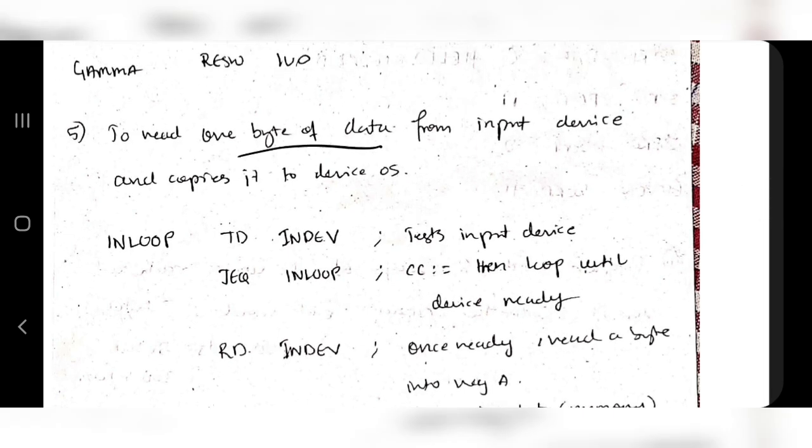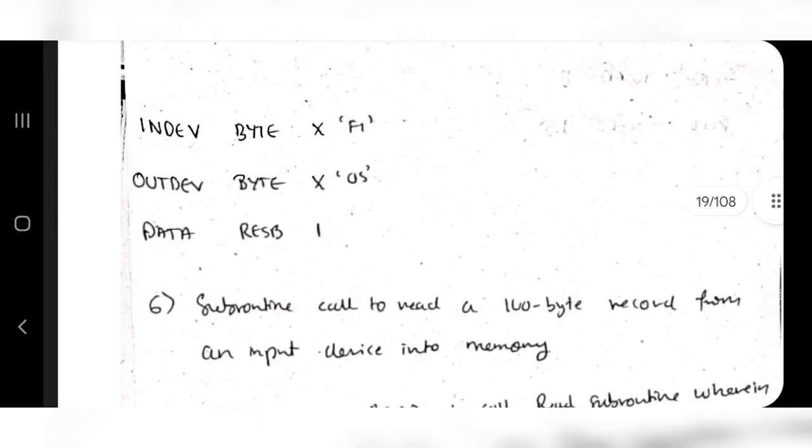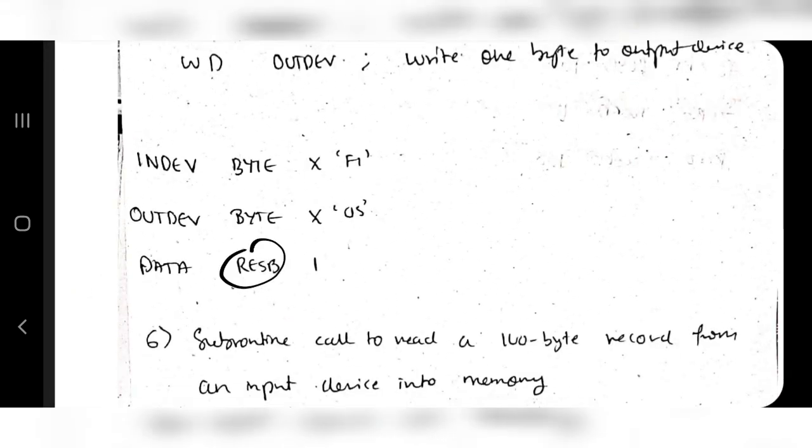Right, like 1 byte from the input device, input is not specified but output is specified as OS. Okay, and data is a reserved byte of size 1.